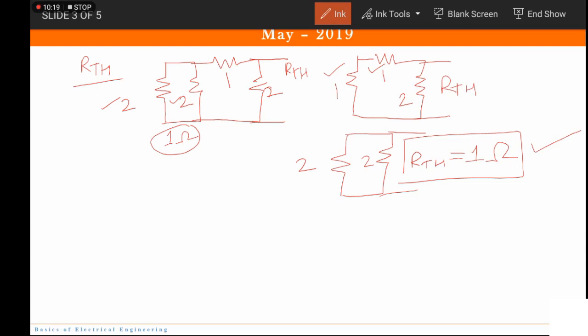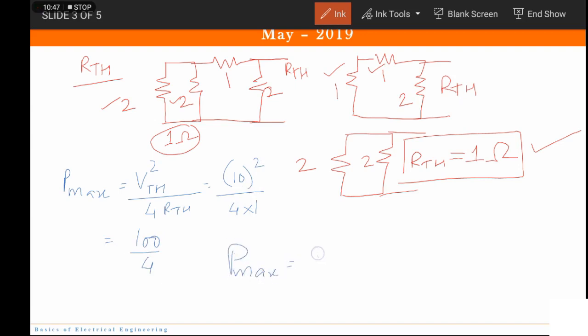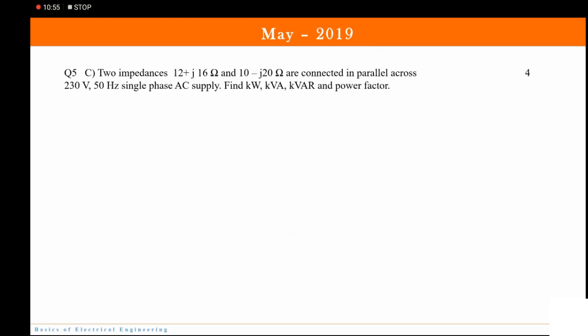Okay. So what is going to be the next part? The next part will be the maximum power. So what is the equation for maximum power? It is V square TH upon 4 RTH. So this was 10 square upon 4 into 1. So that makes it 100 upon 4. So the maximum power comes out to be 25 watts. So this is my answer. Fine. Okay. So let us go to the next question.